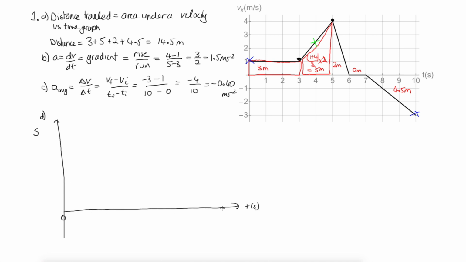So we'll start at 0 and we're going up to 10. So 1, 2, 3, 4, 5, 6, 7, 8, 9, 10, and we'll work out what's happening along each of these time intervals. So between 1 and 3 seconds, it's got a constant velocity. So if it's got a constant velocity, that's going to be a constant gradient on our displacement graph.